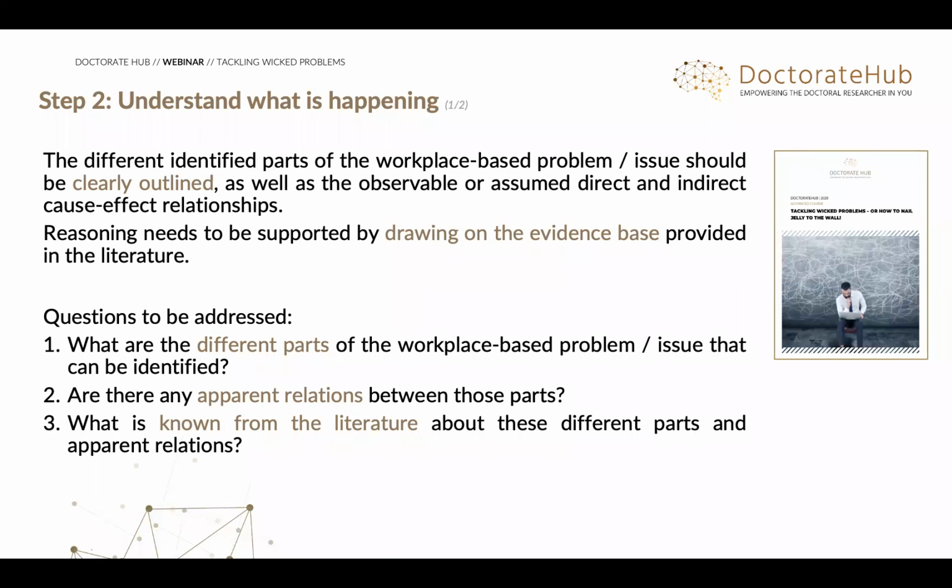And it should be drawing on an evidence base as much as possible. Even if you perhaps don't see cause and effect relations, there might be some other evidence, anecdotal evidence included, that is observable. So questions at that point in time are, what are the different parts of the problem? Are there any apparent relations? And what is known from the literature? Again, literature can drive and guide you on how to frame the problem.